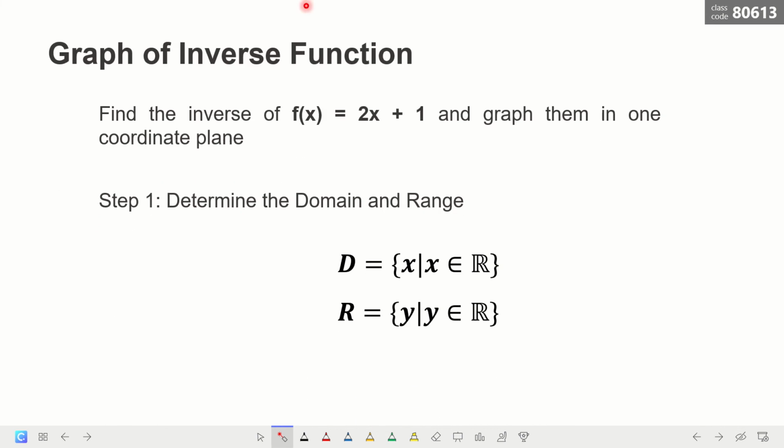Okay, so let us have this example. So, it is example 2. Yan, example.